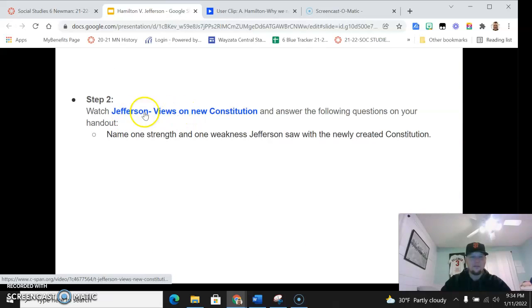Again, you're going to tap on the blue. This video is going to load. It's going to be Jefferson's views on the new Constitution, and answer the following question on your handout. Name one strength and one weakness Jefferson saw in the newly created Constitution. Find that strength, find that weakness, write it down.